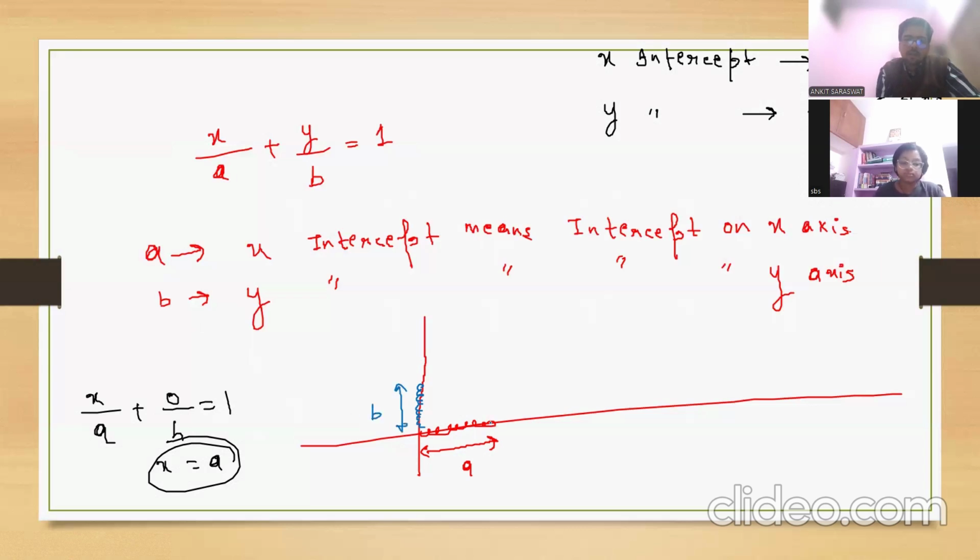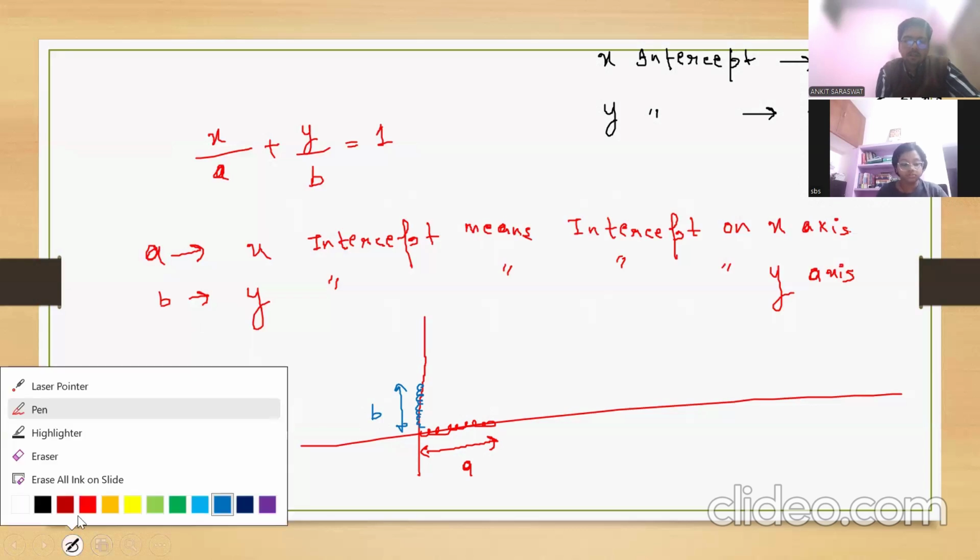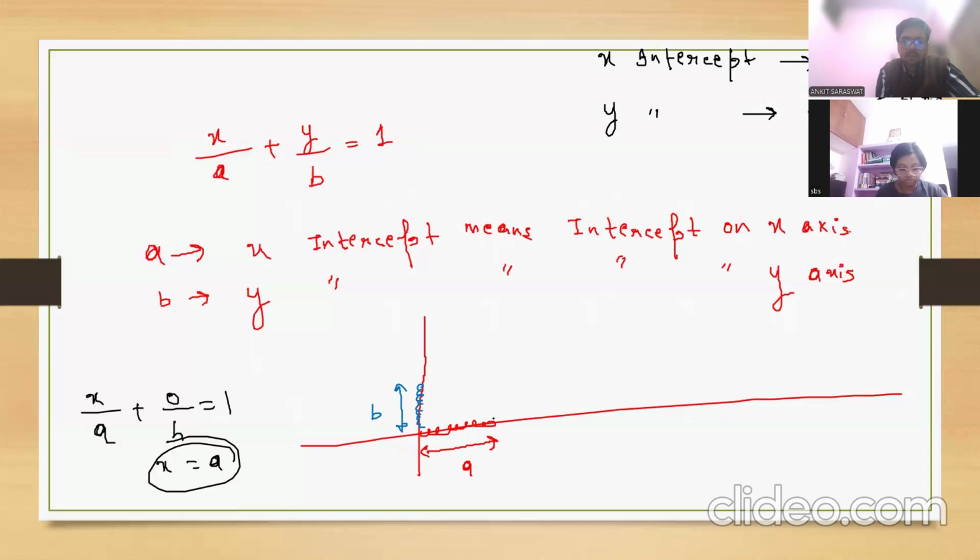Understood? After knowing this, simply the points will be here. How will you get the points? I need 2 points. First make y 0. If this intercept is a, this coordinate will be a comma 0. And this coordinate is 0 comma b. Then simply join these points by a straight line. This is the equation.